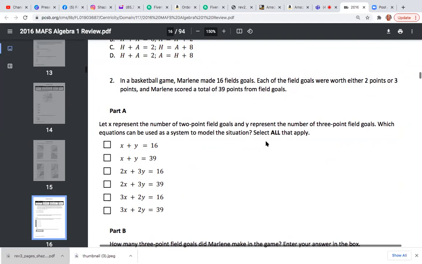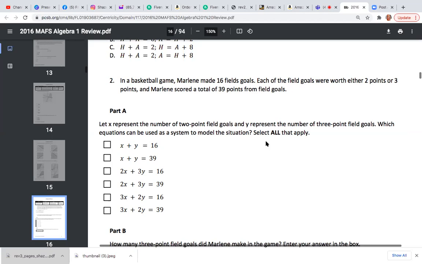So guys, select all that apply. When they say that, they want you to select everything. And guys, remember, this is a system. Let this be our last problem. This is a system, so you're looking at 2 equations. She made a total of 16 field goals. Each field goal was worth either 2 points or 3 points, for a total of 39 points.